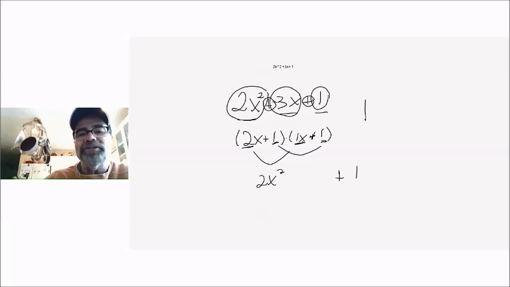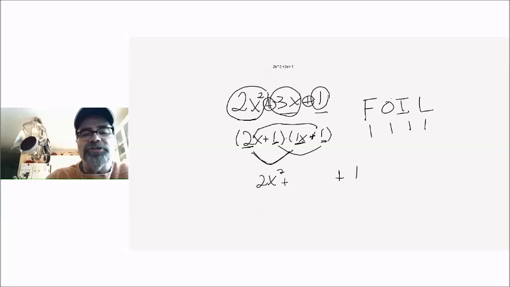So if you go back to this concept of FOIL, which is first, outside, inside, and last, it tells us the order in which we multiply things in our binomials. So this is our first term, 2x times 1x, which gives us our 2x squared. The outside here is this one times this one, 2x times 1, which is 2x. Our inside terms are the two inside components of our binomials, which is 1 times 1x, which gives me 1x. And then the last terms are the last terms in the two binomials, which is our 1 times 1, which is our 1.